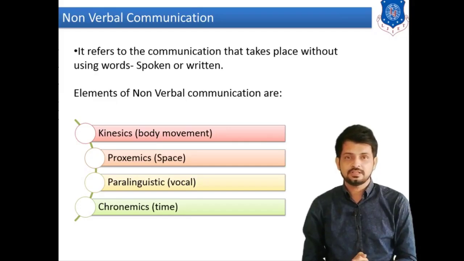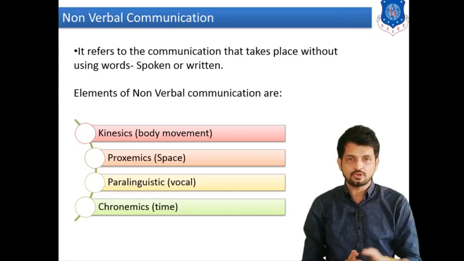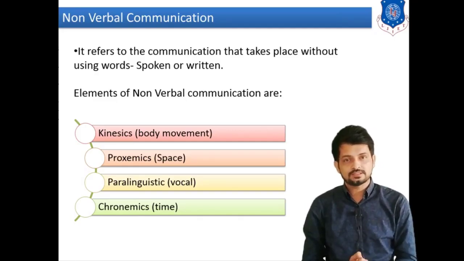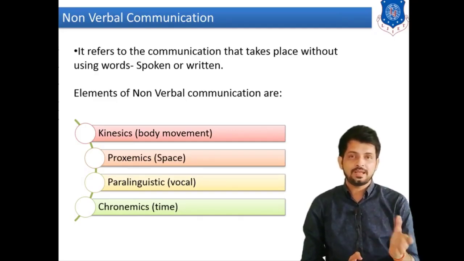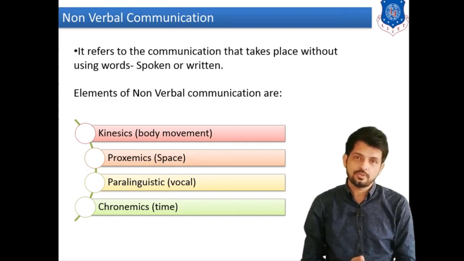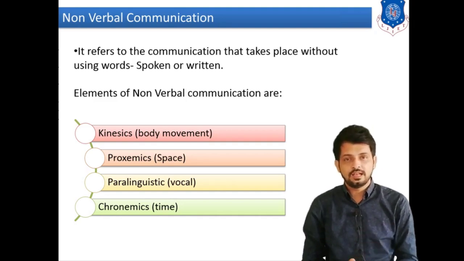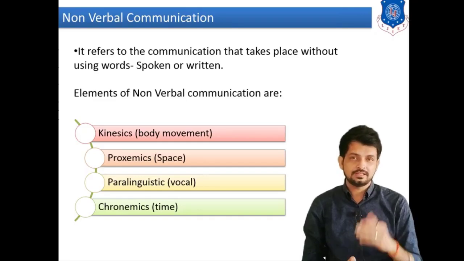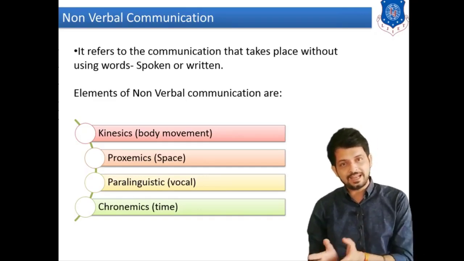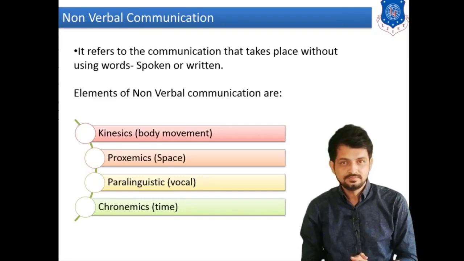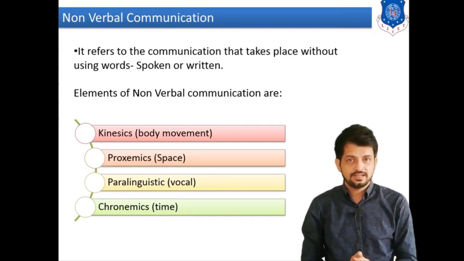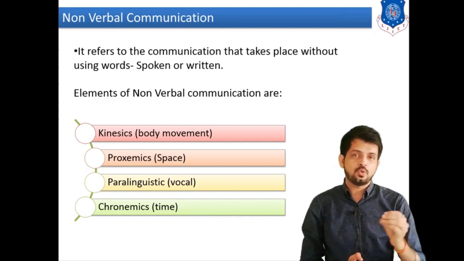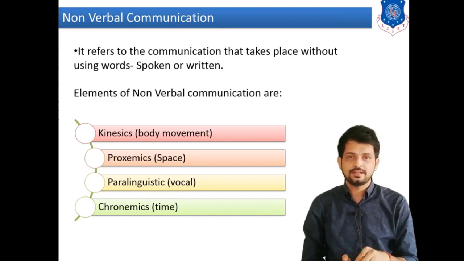Then paralinguistic. It is related with the voice. The tone of your voice also indicates the communication, right? So paralinguistic is also one type of non-verbal communication. Like if you are very happy, then the tone will change. If you are very sad, then again the tone will change. Okay. Then comes chronemics. How much time you are taking for communication. So it is related with time, and this is known as chronemics.